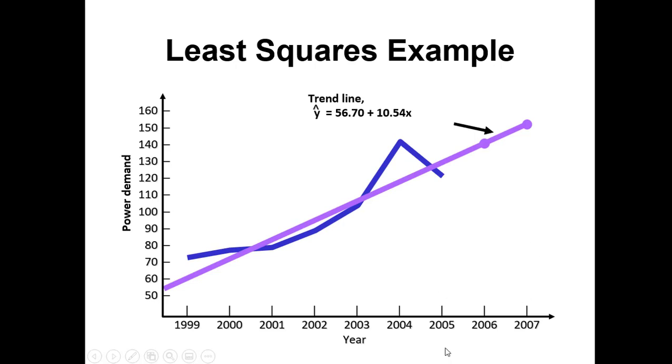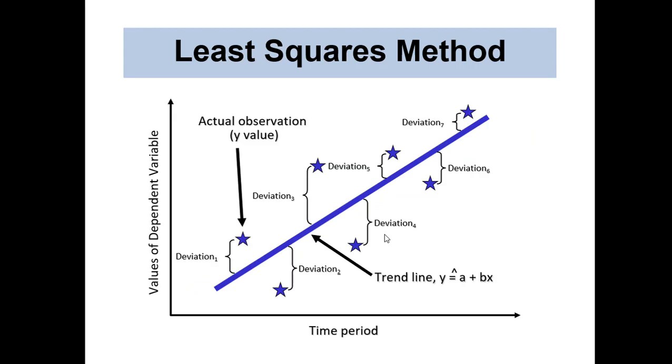So I am showing you this is for 2006, which is 141. We have already calculated 141. If you sketch this, it will be 141. Similarly for 2007, it will be near 151 or 152. So this way, when you construct this trend line, you will be able to easily forecast for the future.